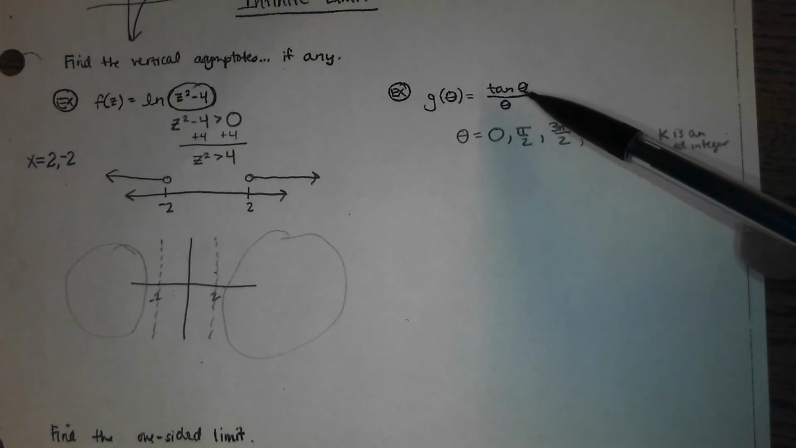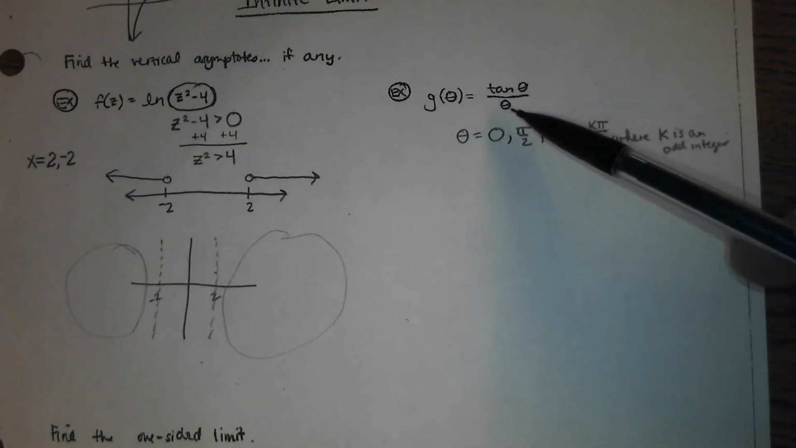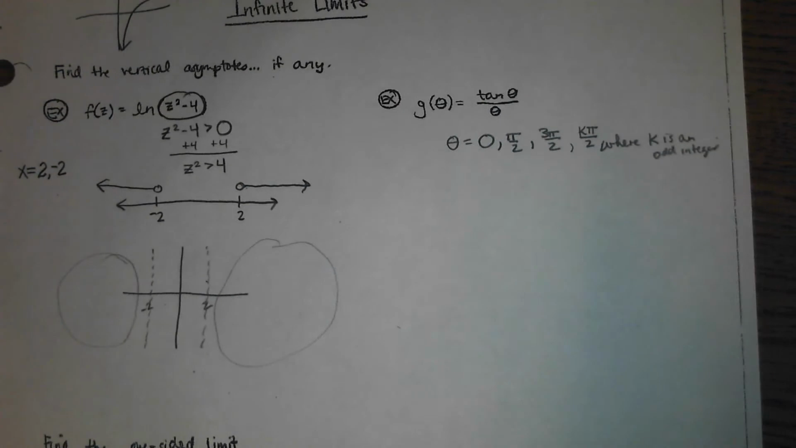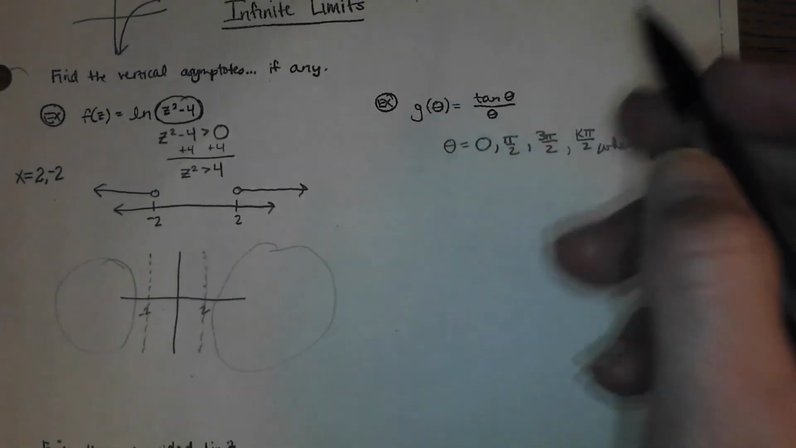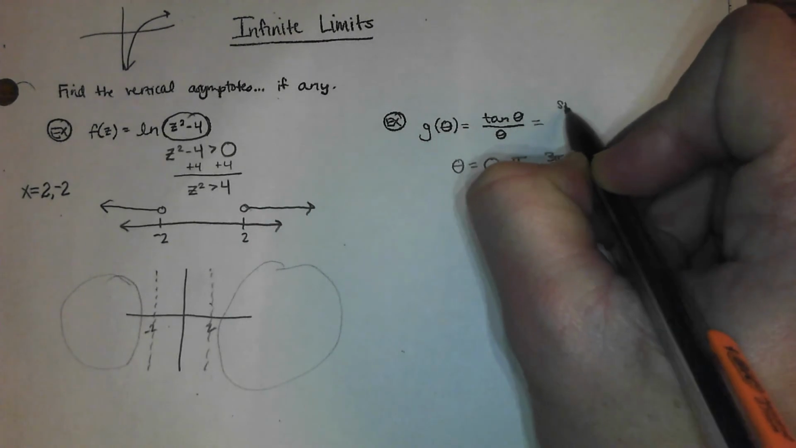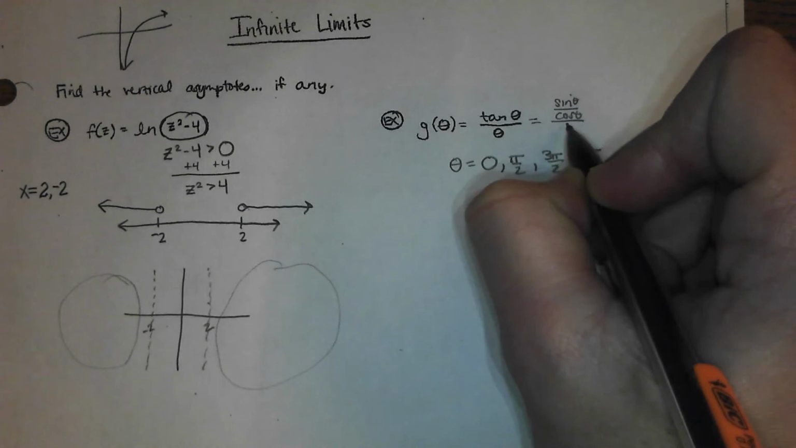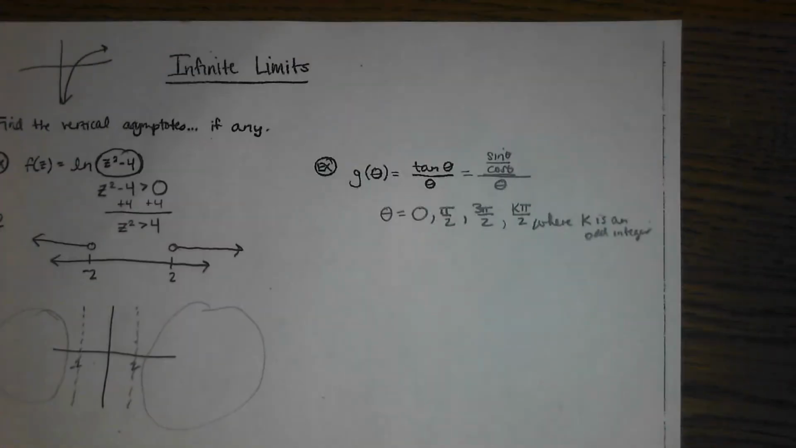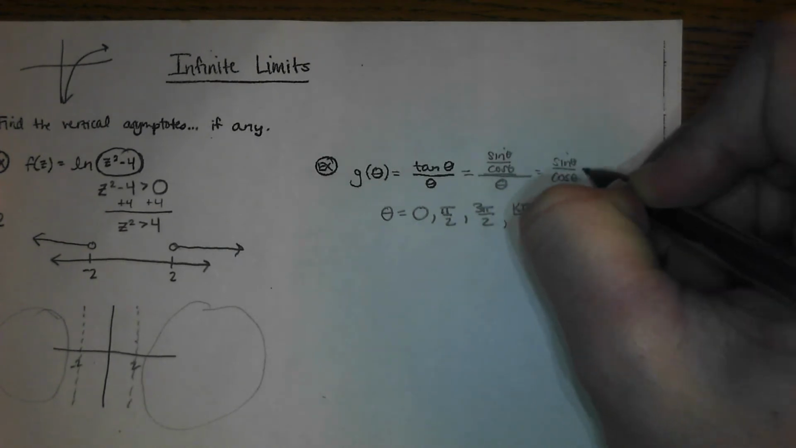My only somewhat concern is 0. 0 will definitely be an undefined point, but is it an asymptote? So if you're wrapping your head around tan over theta, just if you were playing around with this, tangent is sine over cosine, yes? All over theta. So a complex fraction like this, we could keep, change, flip. Keep, change, flip.